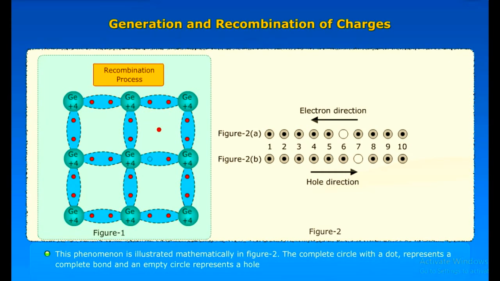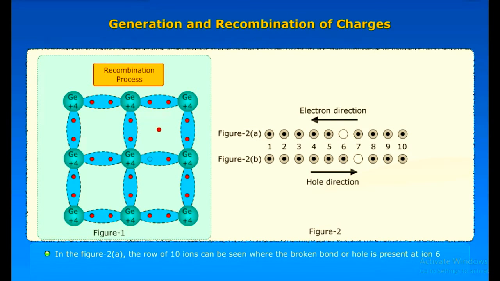The generation and recombination of charges phenomenon is illustrated in figure 2. The complete circle with a dot represents a complete bond and an empty circle represents a hole. In figure 2a, a row of 10 ions can be seen where the broken bond or hole is present at ion 6. Imagine the electron from ion 7 moves into the hole at ion 6; the configuration of figure 2b results. By comparing figures 2a and 2b, it looks as if the hole in figure 2a has moved towards the right, as shown in figure 2b. The motion of a hole in one direction actually means the transport of a negative charge an equal distance in the opposite direction. The continuity equation.